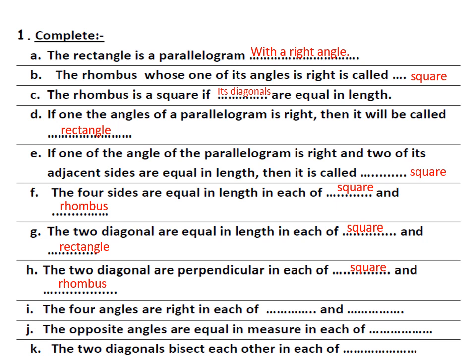Letter I, the four angles are right in each of a rectangle and a square. Letter J, the opposite angles are equal in measure in each of. Here we have all shapes: parallelogram, square, rhombus, rectangle. Letter K, the two diagonals bisect each other in each of, also in all shapes: parallelogram, square, rhombus, and rectangle.